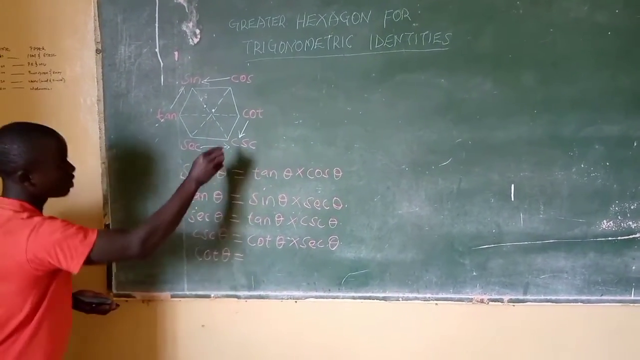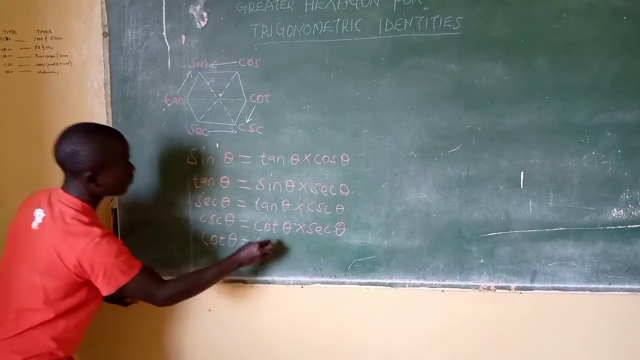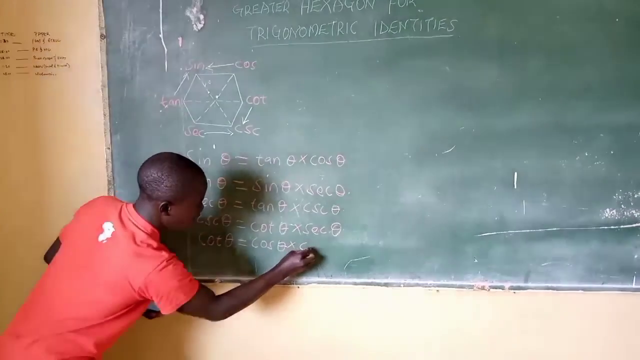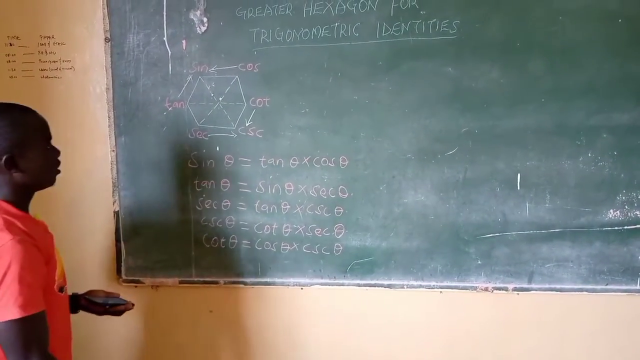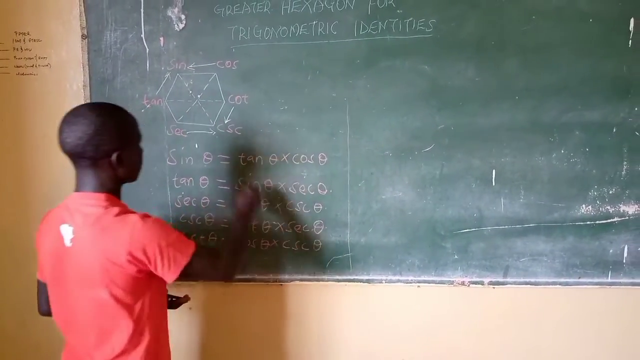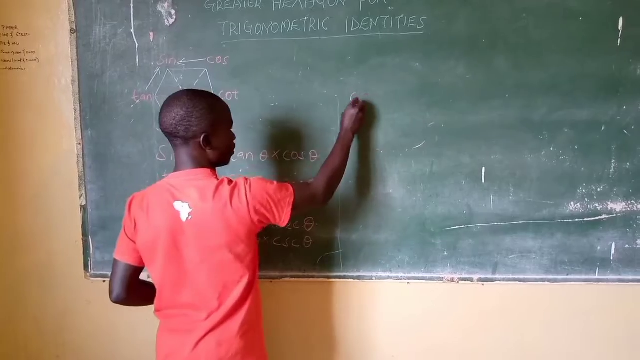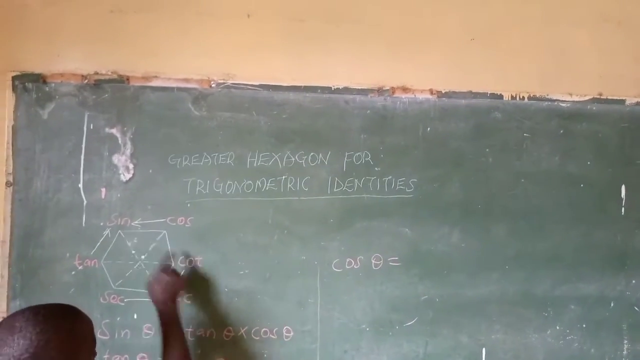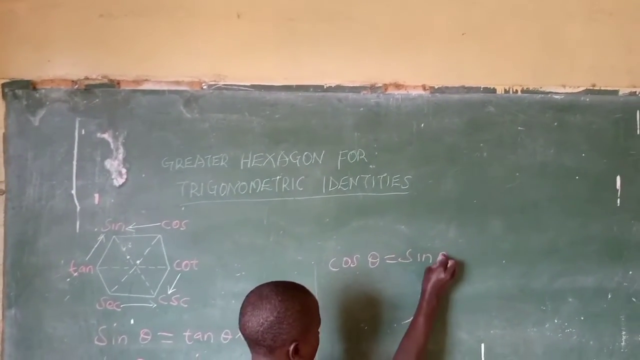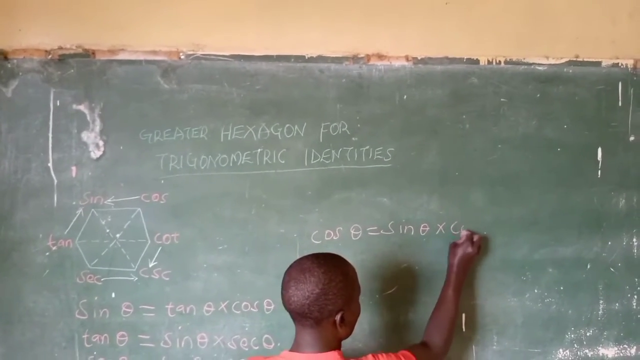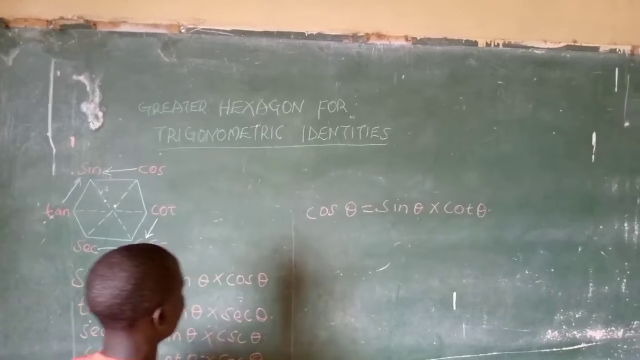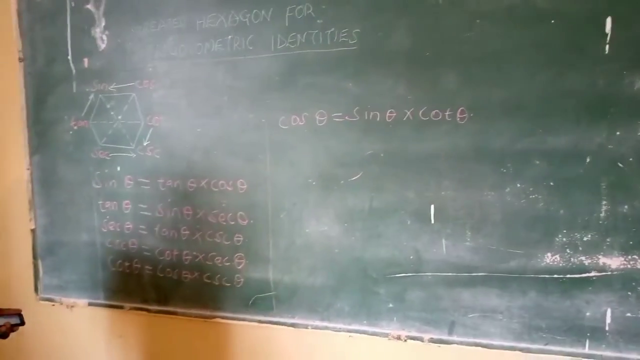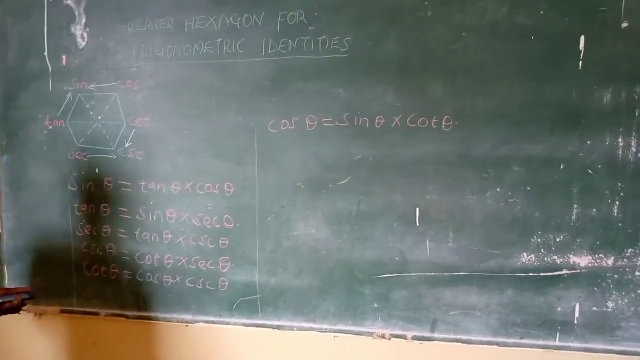Then the cot of theta is given by the cos multiplied by the cosecant of theta. The next identity is cosine. Cosine of theta is given by the sine multiplied by the cotangent. Then lastly, that marks the end of that formula.